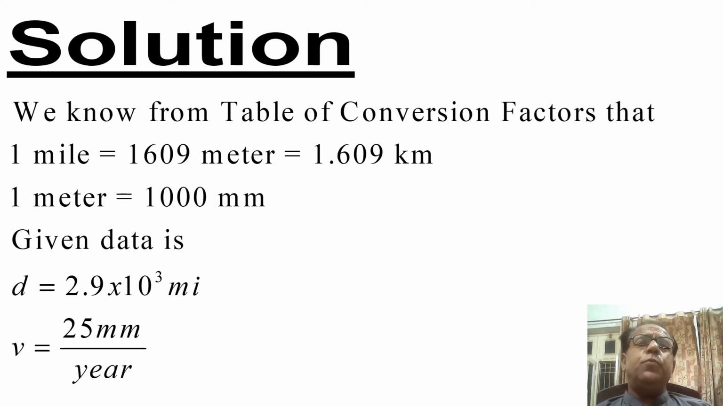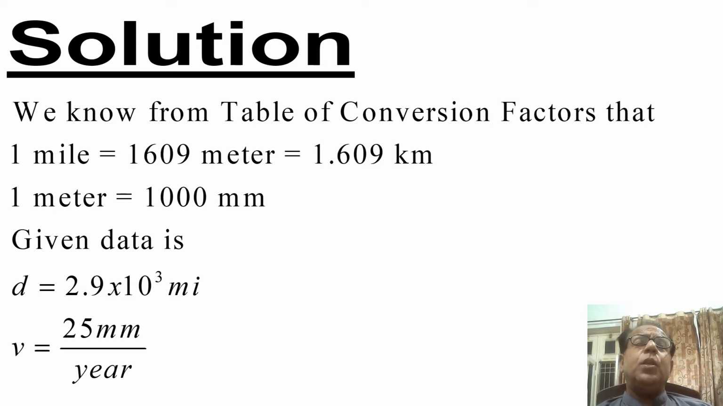Solution. We know from the table of conversion factors that 1 mile is equal to 1609 meters, which is alternatively equal to 1.609 kilometer. Okay, 1 mile is equal to 1609 meters or 1.609 kilometer. And we also know that 1 meter is equal to 1000 millimeter.